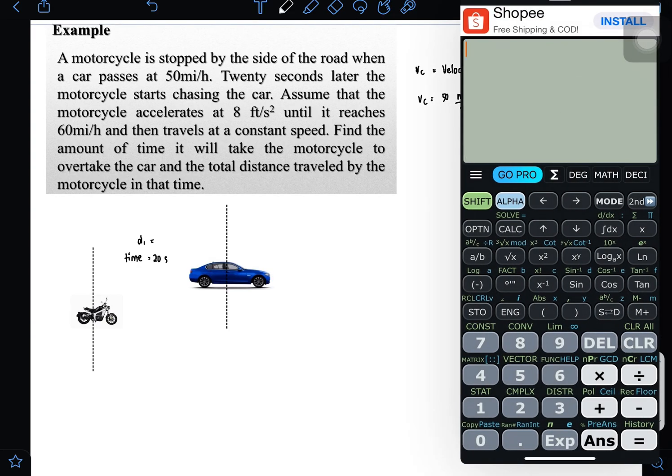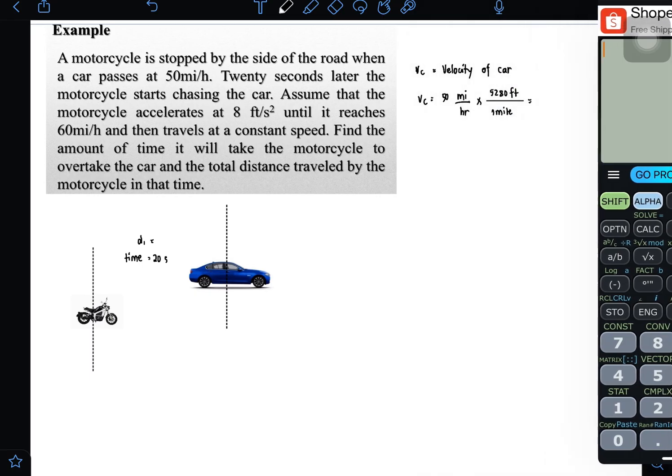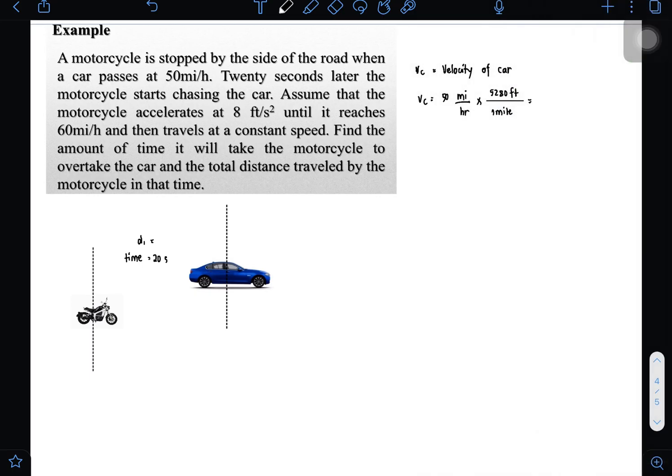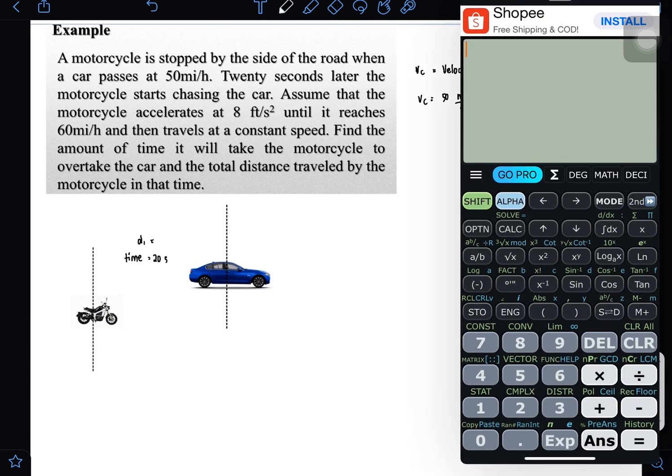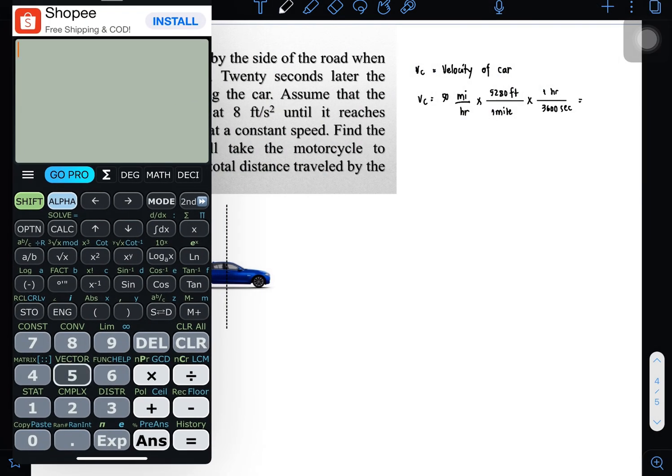So that would be 50 times 5280. Also, we're gonna convert the time. In 1 hour, there are 3,600 seconds. So what is the velocity? So that's 50 times 5280 divided by 3,600. So that is 73.33 feet per second.